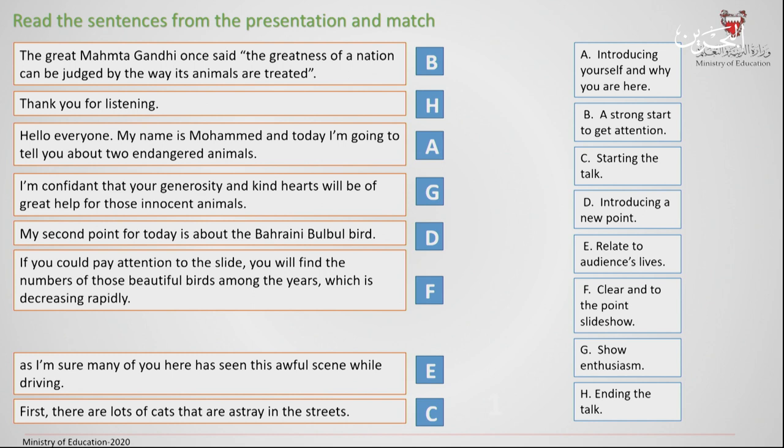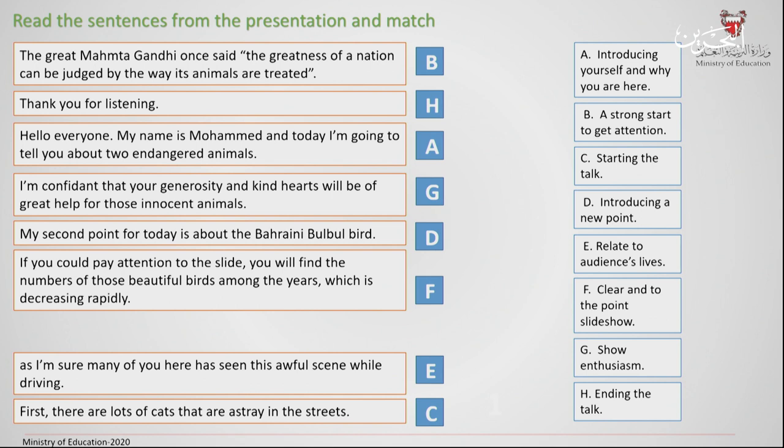The next box, if you could pay attention to the slide, you will find the numbers of those beautiful birds among the years, which is decreasing rapidly. This is a clear to the point of the slideshow.